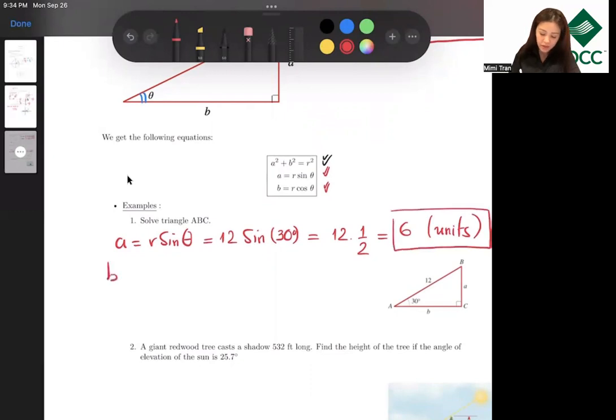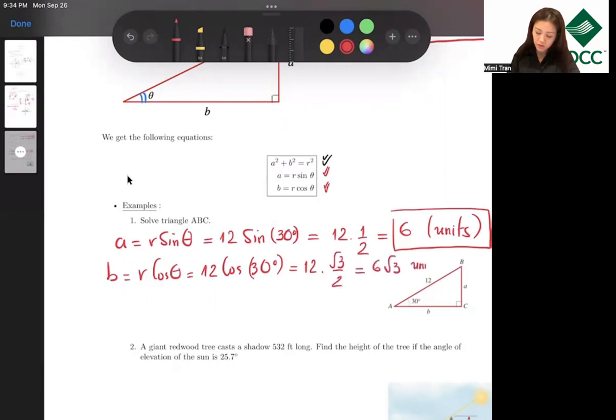Now b is r cosine theta. Again, radius is 12. Cosine of 30 degrees is √3/2. So I have 6√3 units. That's number 1.